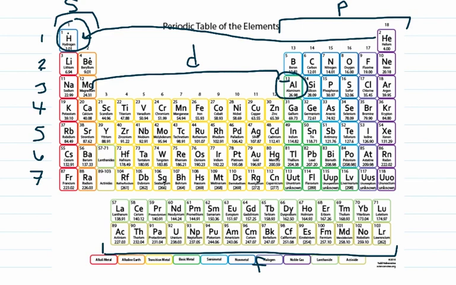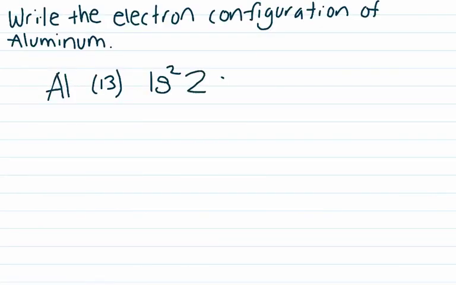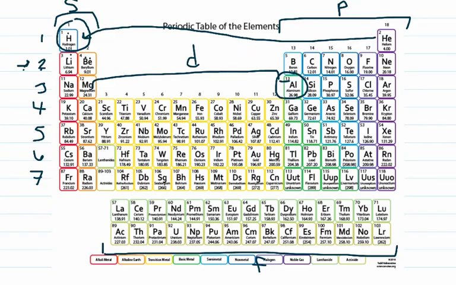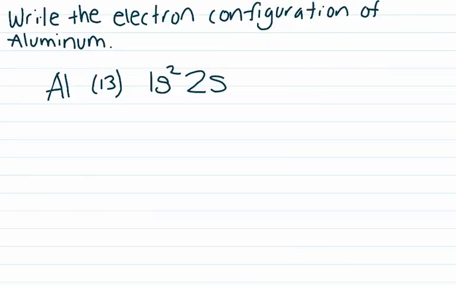Now we're in row 2. And this is still S. So 2s. And there's 2 of them before it's full. So we write 2s2. Now we have 2 plus 2. If you add the superscripts, you can see how many electrons we've distributed. So far, 2 plus 2 is equal to 4. So we have a ways to go. So we've done the 1s2, 2s2.